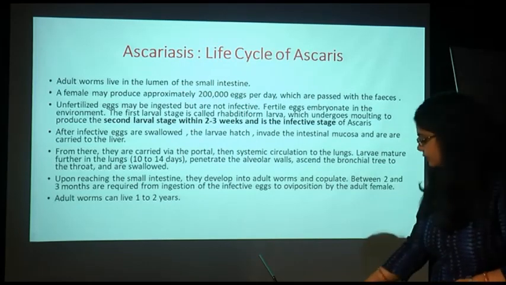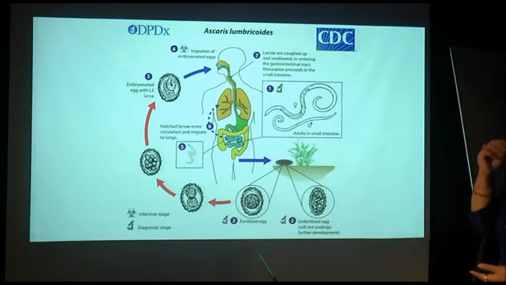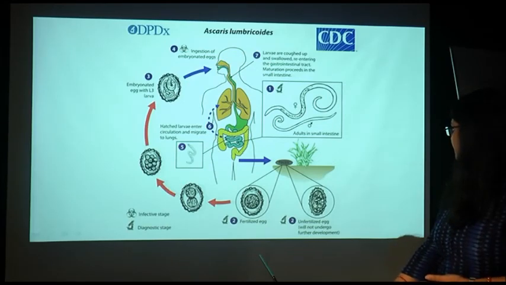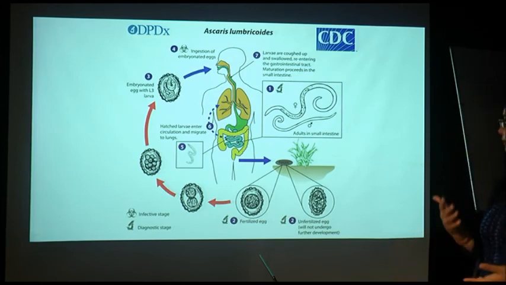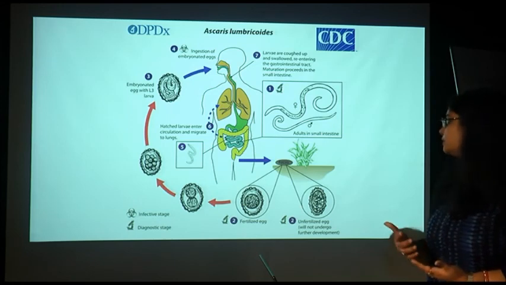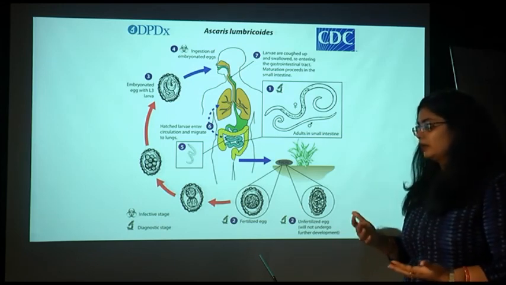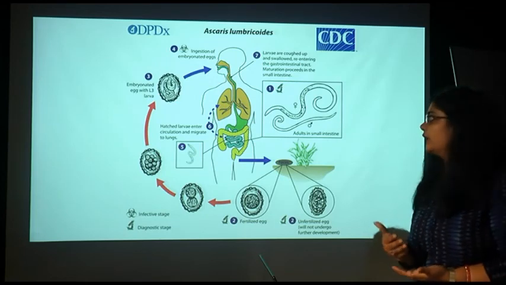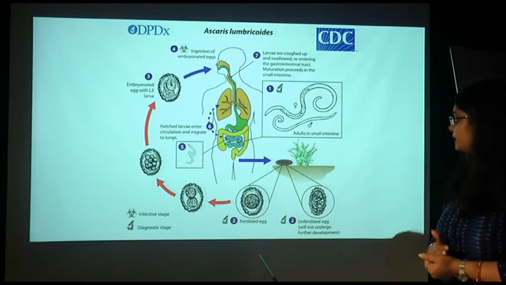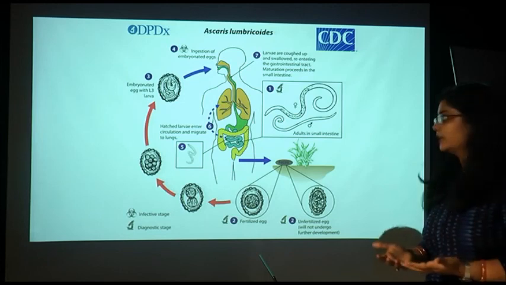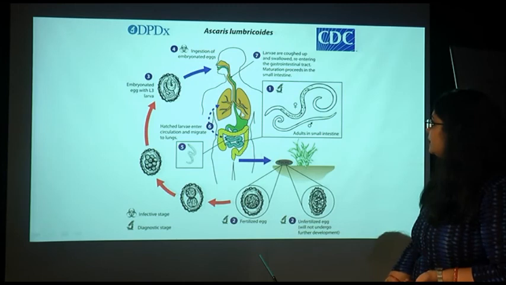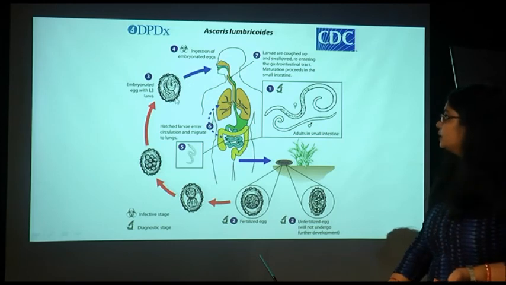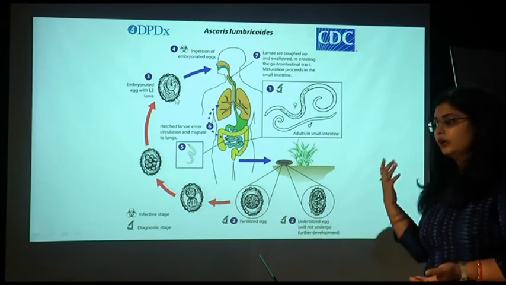Now coming to the life cycle of Ascaris. It starts with the unfertilized egg. An unfertilized egg will not undergo any further development, but a fertilized egg undergoes embryonation, which basically means that inside the egg the embryo starts developing. The embryo reaches the L3 larva stage. This embryonated egg with L3 larva is the infective egg of Ascaris.